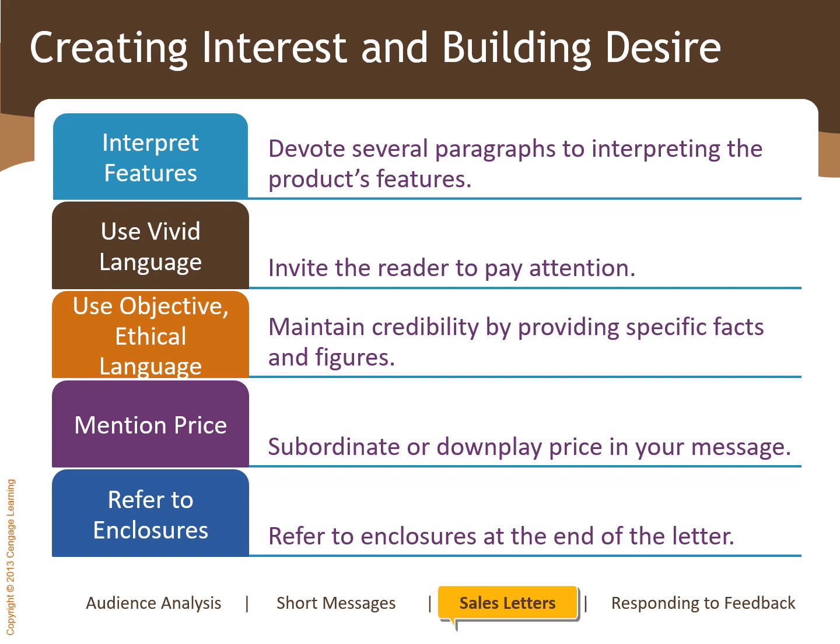So one of the things that you can do to do just that is you can interpret the features. So devote several paragraphs to interpreting the product's features. Explain to your audience, to your readers, to your customers, some of the major features of this item. How can this system help them? How can this product help them make their lives easier?